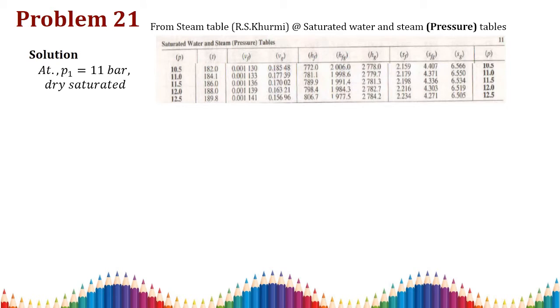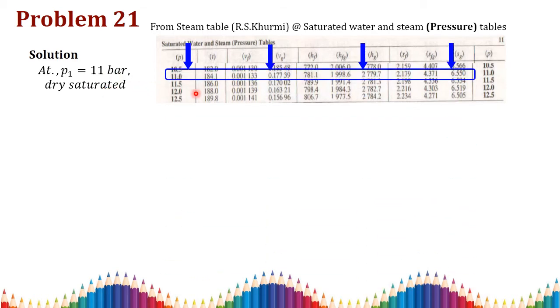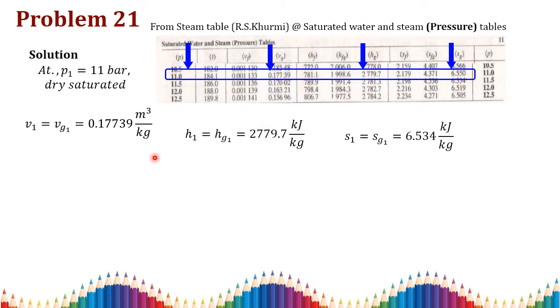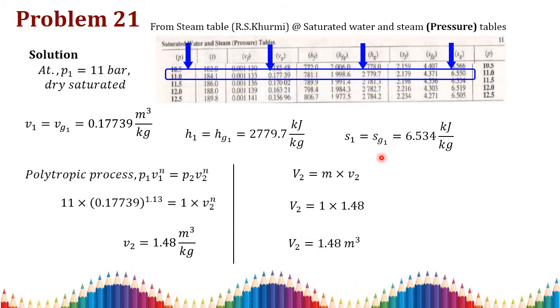So for that, the given condition is P1 is equal to 11 bar and dry saturated. So I am going for the steam table. At the pressure table, at pressure P1 is equal to 11 bar, I have taken the values of Vg, Hg and Sg because it is saturated. So we have to take the saturated vapor. So Vg, Hg and Sg as V1, H1 and S1. So V1 is equal to Vg1, H1 is equal to Hg1 and S1 is equal to Sg1, as we all know, since it is a dry saturated steam in this case.